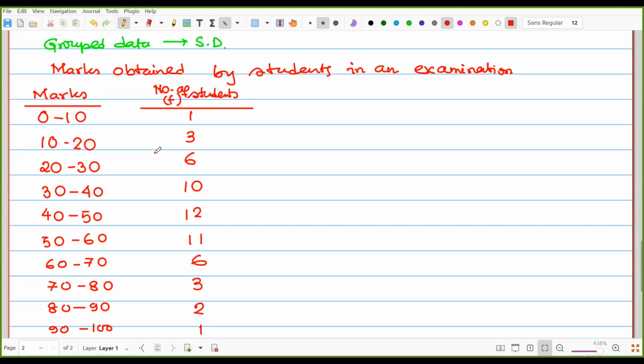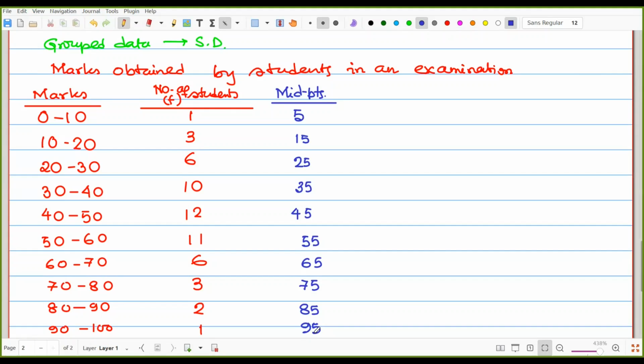So obviously that is a group data. So the next column, that must be, we are using midpoints. So midpoints: from 0 to 10, midpoint is 5. 10 to 20, 15. 20 to 30, 25. 30 to 40, 35. 40 to 50, 45. 50 to 60, 55, 65, 75, 85, then 95.